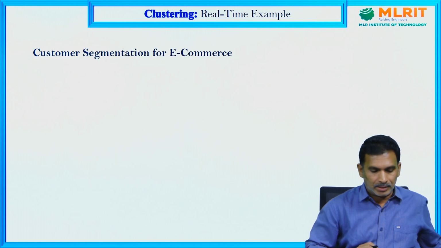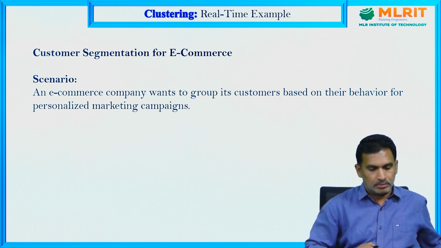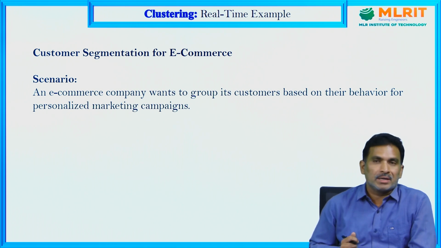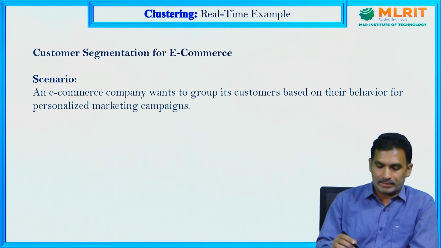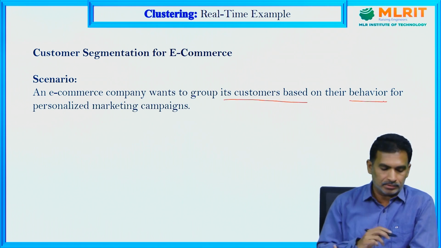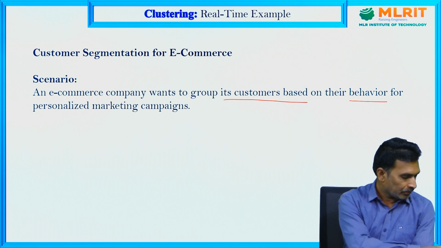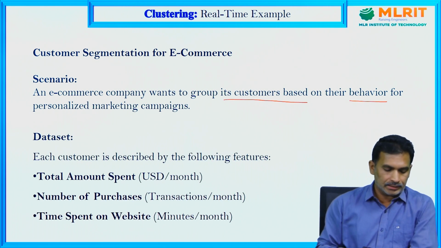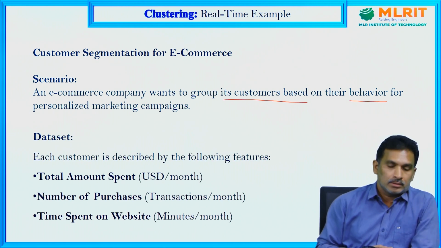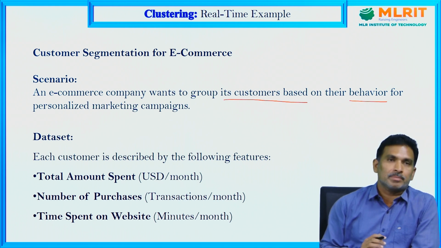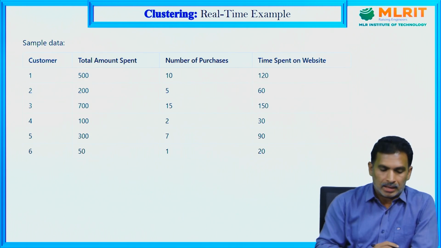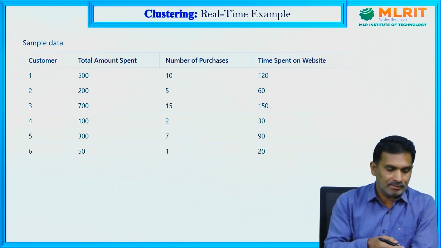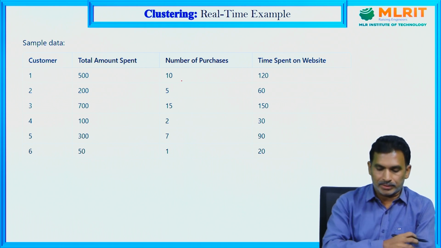Let us take one real-time example. Here the example is customer segmentation for e-commerce. The scenario is an e-commerce company wants to group its customers based on their behavior for personalized marketing campaigns. So let us take a data set here. In this data set, each customer is described by three features, mainly the total amount they spent, the number of purchases, and the time spent on the website. This is a sample data giving the customer ID, total amount spent, number of purchases and time spent on website.